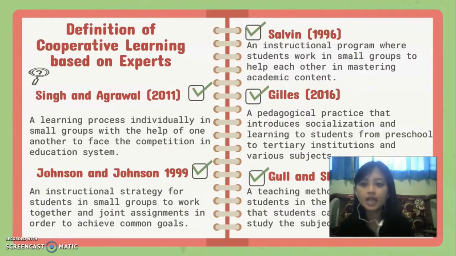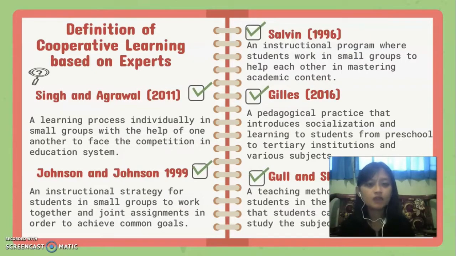According to Singh and Agrawal in 2011, cooperative learning is a learning process individually in a small group with the help of one another to face the competition in the education system. And according to Johnson and Johnson in 1999, cooperative learning is an instructional strategy for students in small groups to work together and join assignments in order to achieve common goals.